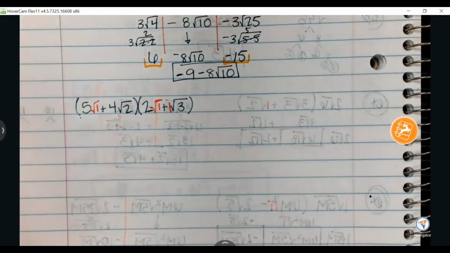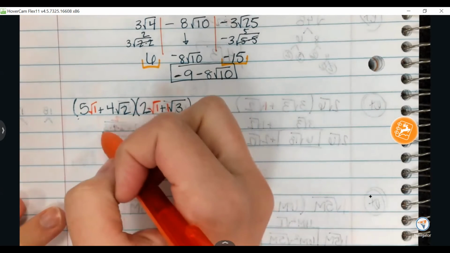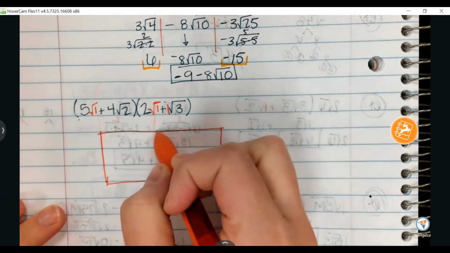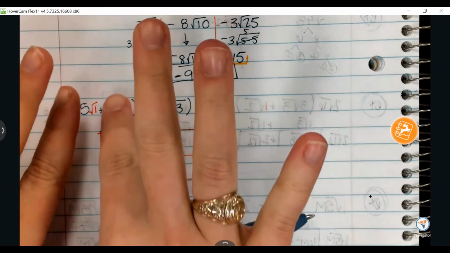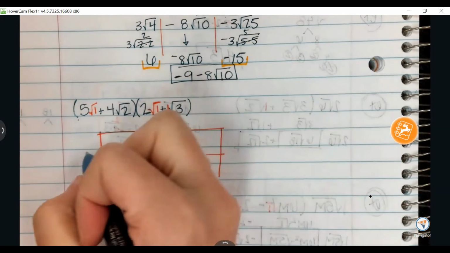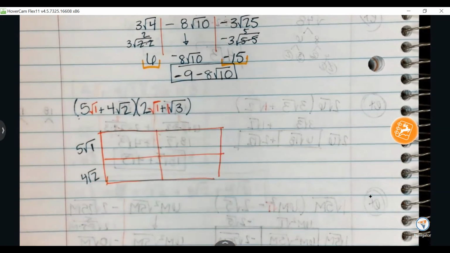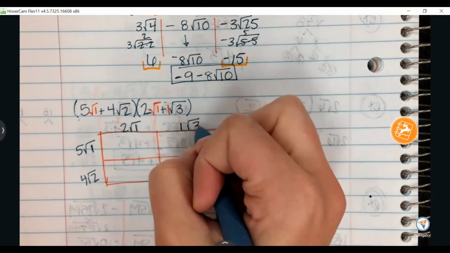Okay. Now let's look at our box. How many are in the first parenthesis? 2. How many are in the second parenthesis? 2. So I need a 2 by 2. Okay. So I'm going to make me a 2 by 2 box. And then let's put our numbers on the outside. Again, it doesn't matter as long as the parentheses stay together. So I have 5 square roots of 1, 4 square roots of 2, 2 square roots of 1, and 1 square root of 3.